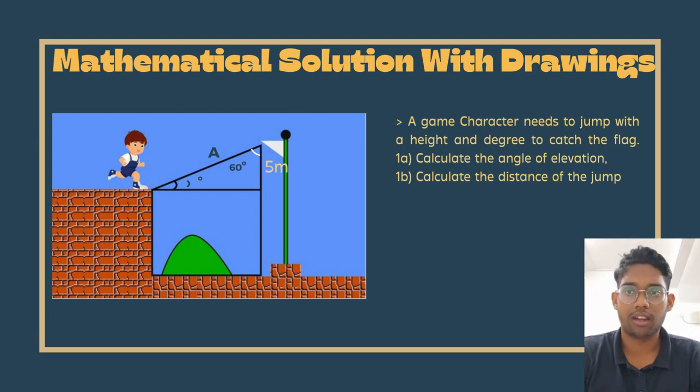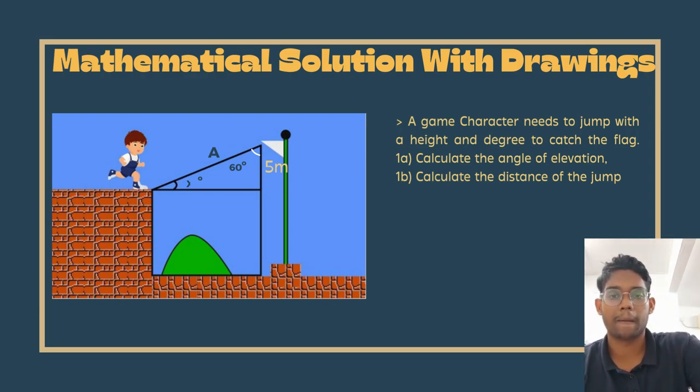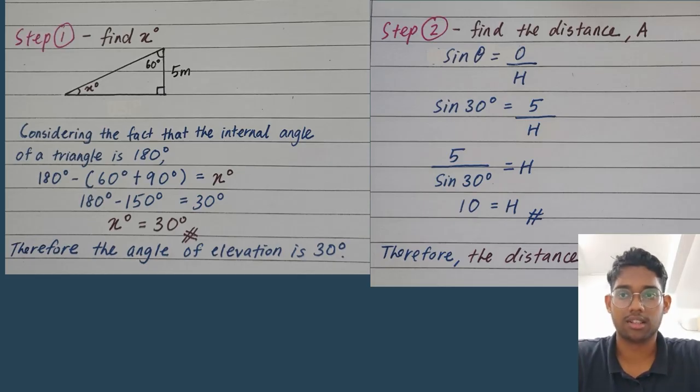Okay, so now we're going to look at mathematical solutions that involve trigonometry with drawings. As you can see, there is a game character which has to jump at a certain degree and distance in order to reach the flagpole. So there are two questions here. The first one is to calculate the angle of elevation of the video game character, and also calculate the distance of the jump in order to reach the flagpole. Okay, now let's look at the calculation.